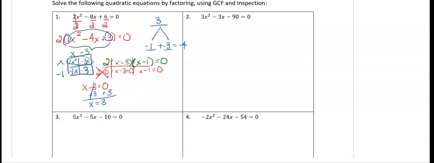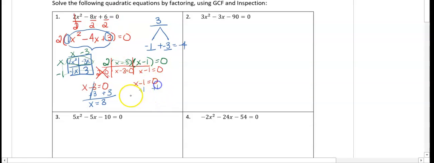And then I'm going to set up my other one, which right here is x minus 1 equals 0. So I have x minus 1 equals 0, and I'm going to solve that. I'm just going to add 1 to both sides, and that's going to give me x equals 1. So my final solution is either x equals 3 or x equals 1.